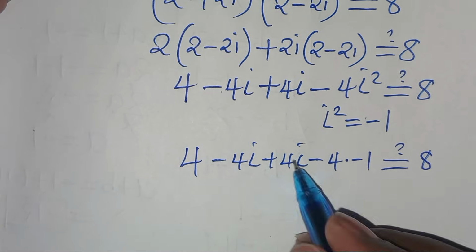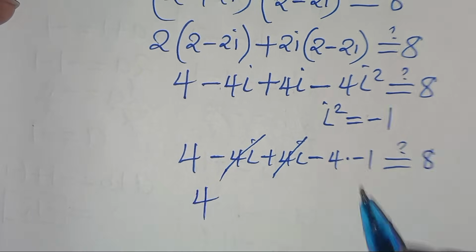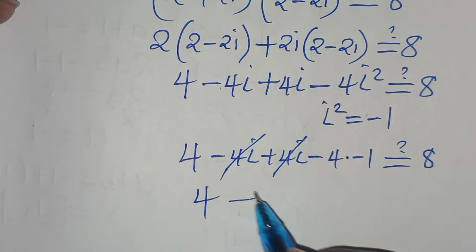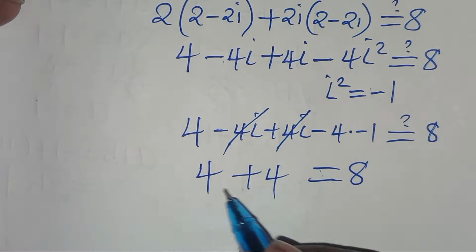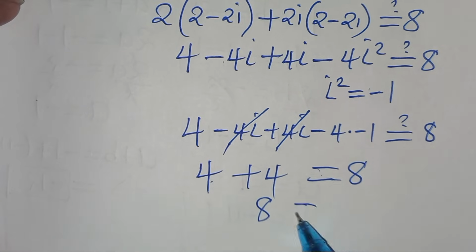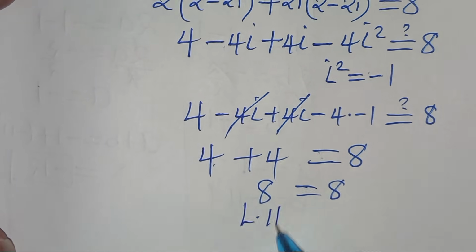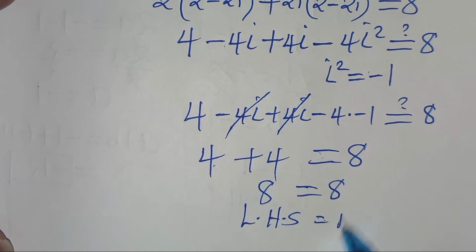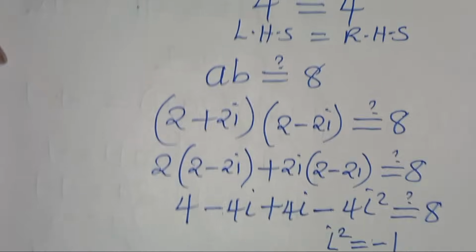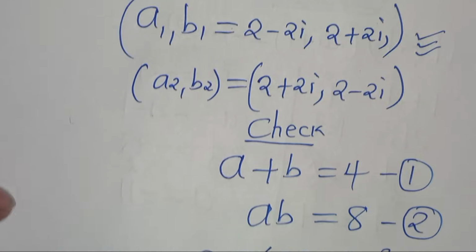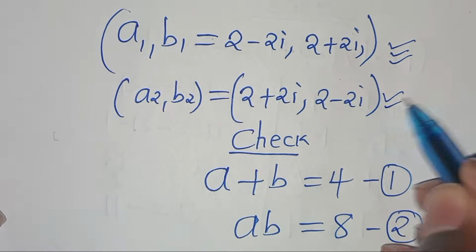So minus 4i plus 4i, this simplifies, so that now we have 4 minus 4 times minus 1, this is plus 4, and this is supposed to give us a value of 8. So 4 plus 4, this is 8, which is equal to 8. So this means that the left hand side is equal to the right hand side. And this affirms that the second set of solution here, which is a2, b2, satisfies the equation.